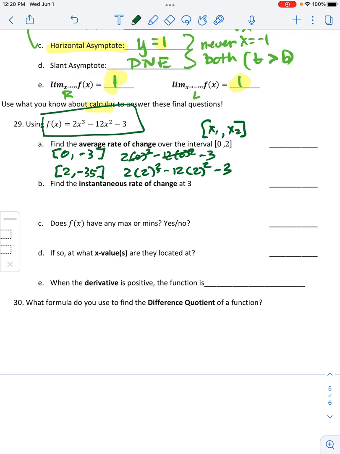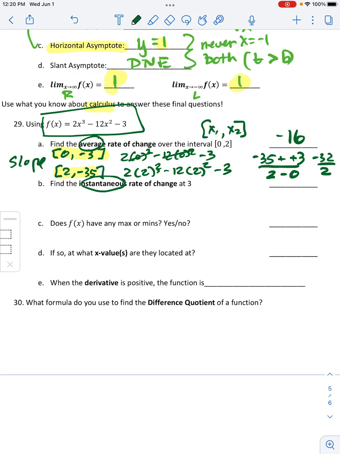And then I just use slope. y2 minus y1 over x2 minus x1. So I'm using these now like regular old points. This changes to adding, so I get -32 over 2, so -16 is my average rate of change, because that's what's telling me to use slope.